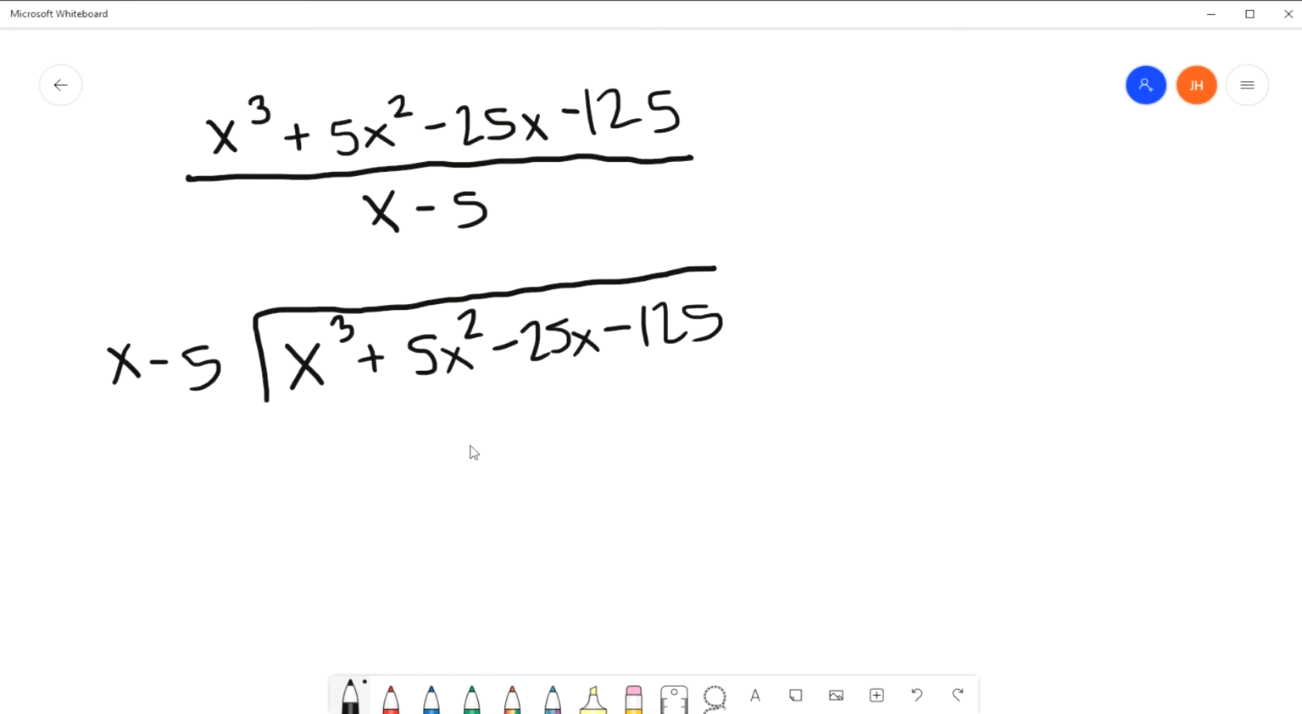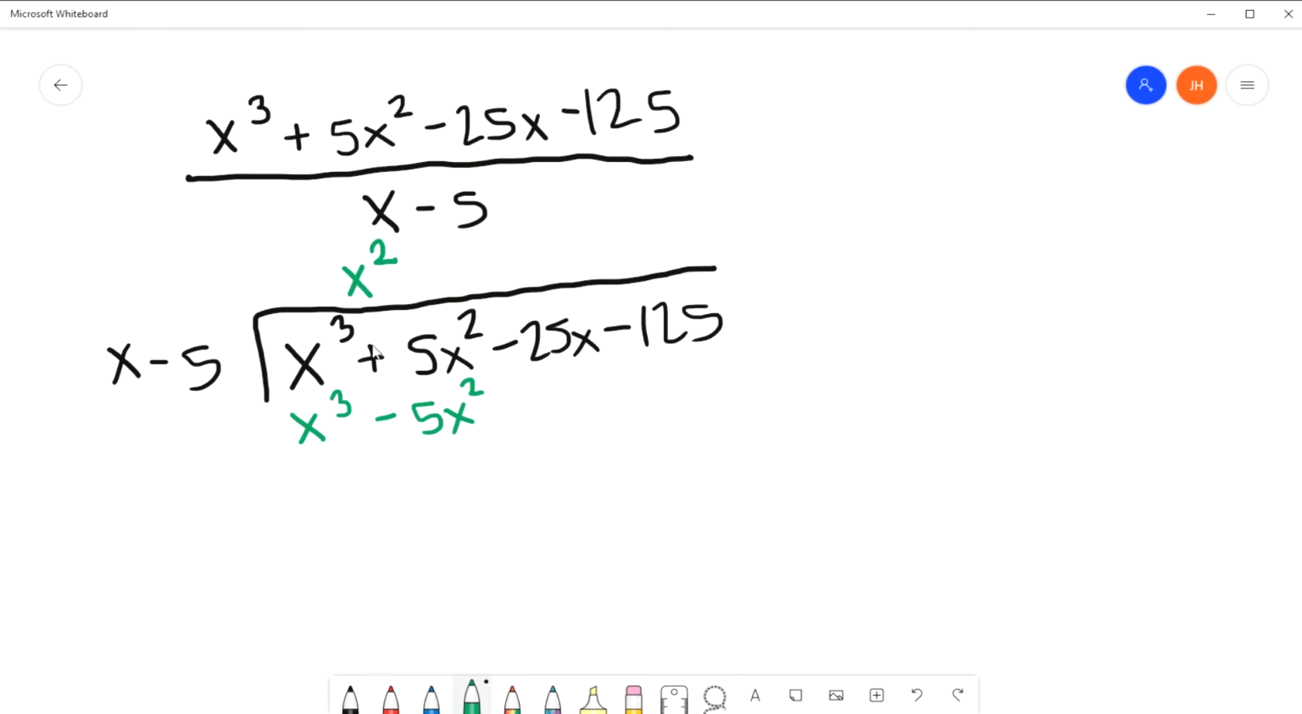All right. So what we're going to do is this. We look at our leading term and our other leading term, and we say, what do I need to multiply x by to equal x cubed? I need to multiply it by x squared. I'm going to use a different color to differentiate things. I need to multiply by x squared. Okay. x squared times x is x cubed. x squared times minus 5 is minus 5x squared.